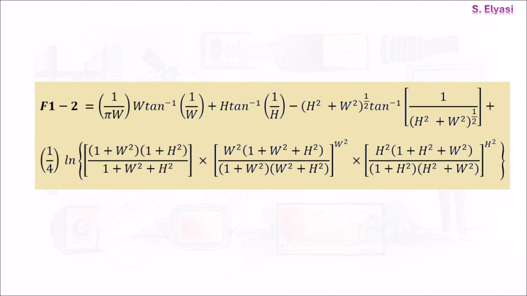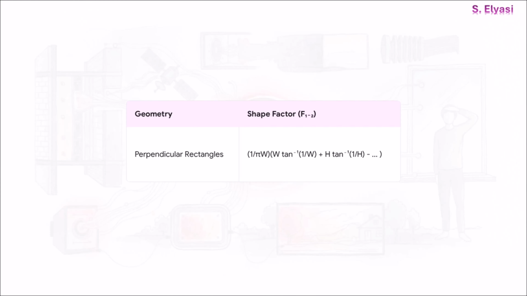That 1 over pi w term out front, that's a scaling factor based on the area. The arctangent parts, that's just the math way of describing the angles that the edges of the plates make from each other's point of view. And those more complicated terms with the square roots, they're just precisely accounting for how the view from one plate to the other changes as you move across their surfaces. It's really just a perfect, self-contained description of the physical shape.